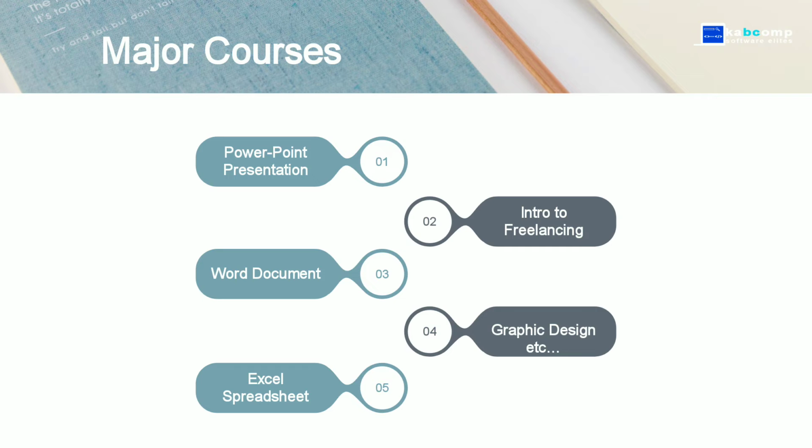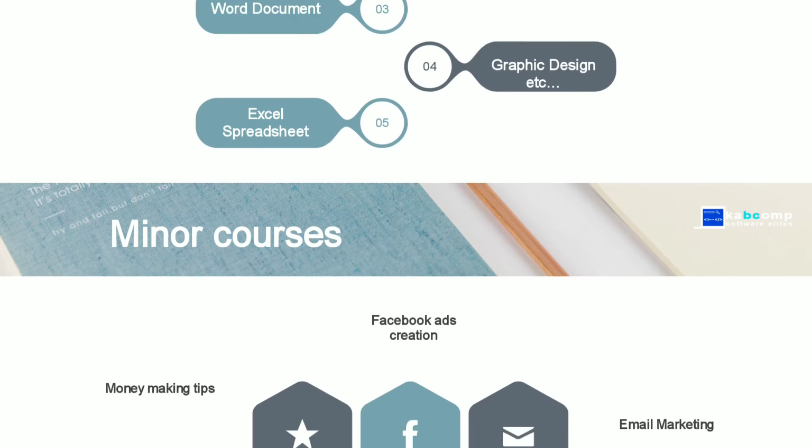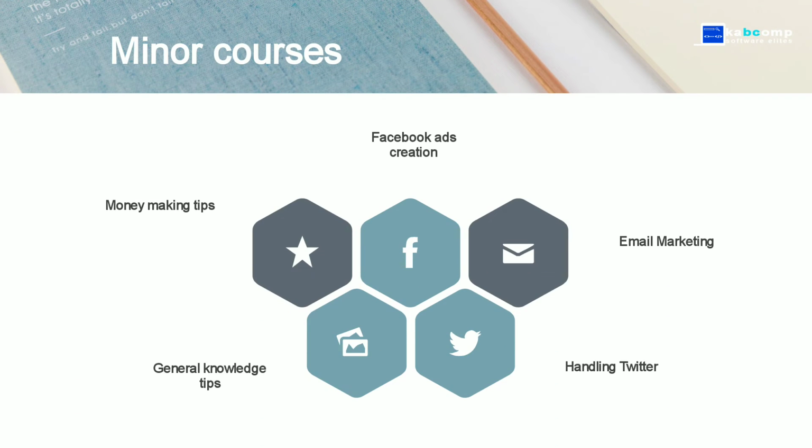and it will help you a lot in doing calculations easily and a lot of tabulation. Okay, we're also going to look at the minor courses, which include money making tips, Facebook ads creation, and then Instagram ads creation. You have to create ads on Instagram and then sell and make money. Okay, then email marketing. We're going to look at how you can handle your Twitter account to get more people, to get profit. Also general knowledge tips, and this one is going to be great, and you're going to love it.